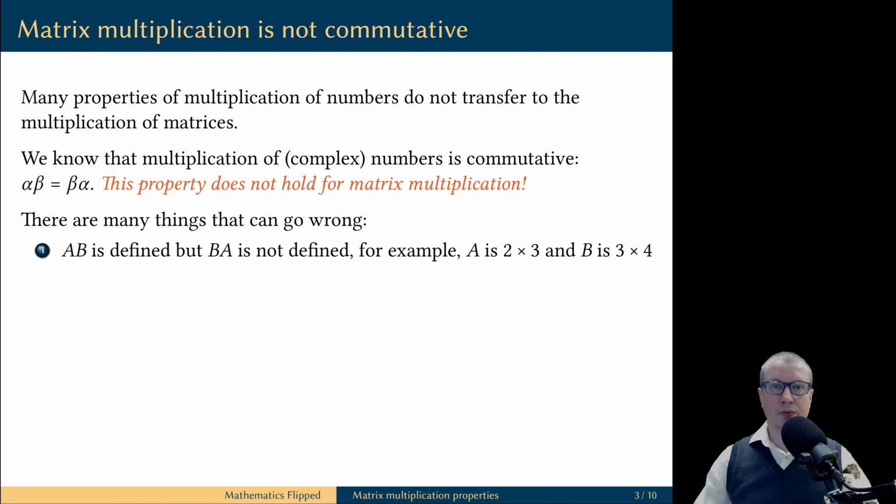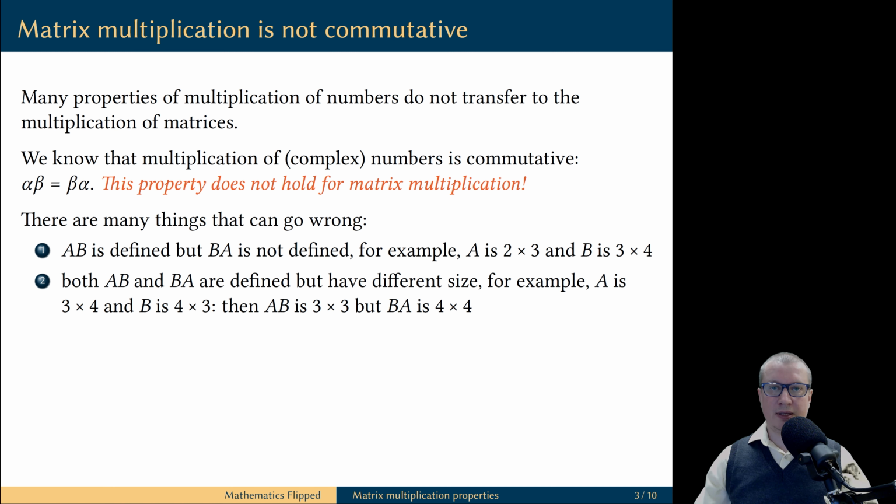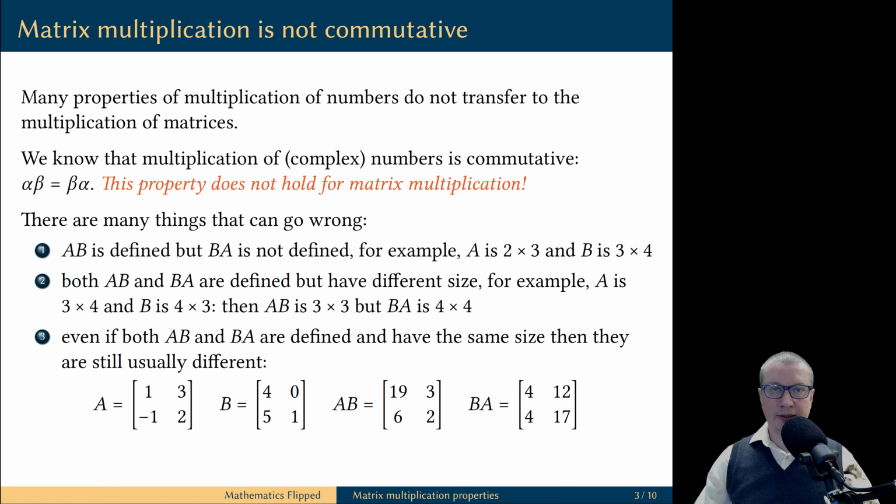There are many reasons why matrix multiplication fails to be commutative. For example, one product A times B can be defined, but another product B times A may not be defined. The second reason is that both products may be defined, but they may have different size. Finally, even when both products are defined and they have the same size, for example, this happens when both matrices are square matrices of the same size, you still usually get different results when you multiply A by B and then B by A.